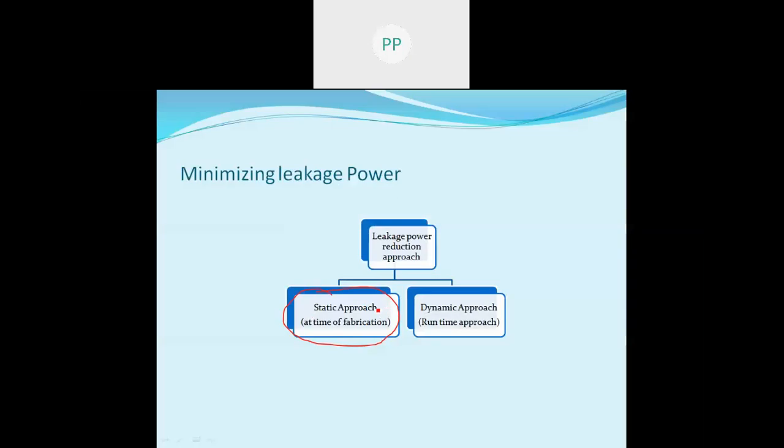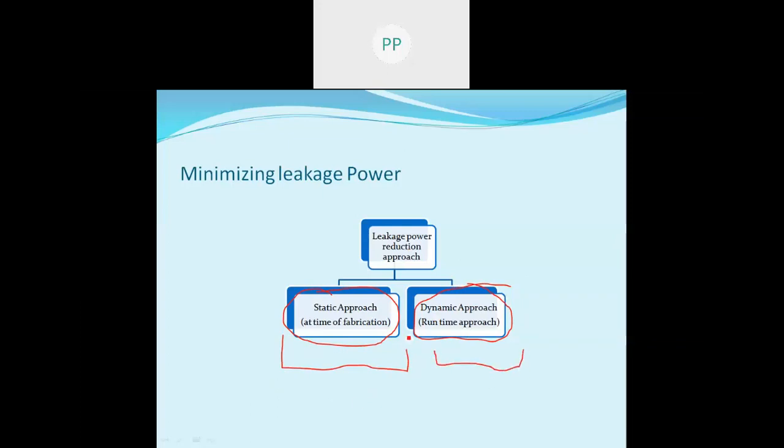Then I would like to tell you that some techniques are implemented at the time of device fabrication or circuit fabrication, so those techniques are noted as the static approach, adopted to minimize the leakage power dissipation. Other techniques are the dynamic approach, which are runtime approaches. When the circuit is being operated, with some intelligent design, these techniques can be invoked, and that could be useful for minimizing the leakage current. So the techniques used for minimizing the leakage power can also be classified as static approach techniques and dynamic approach techniques.